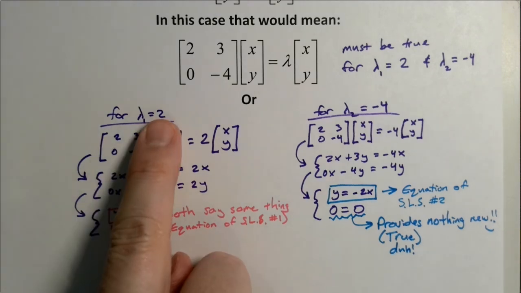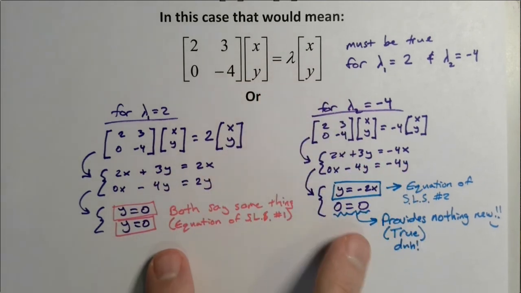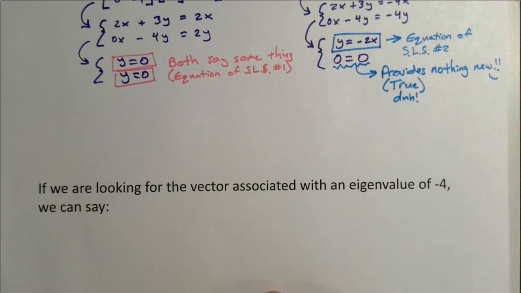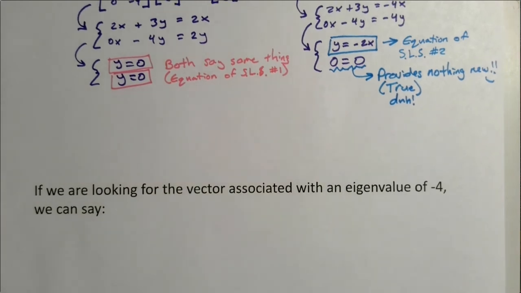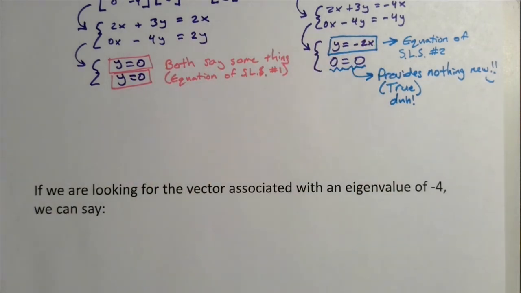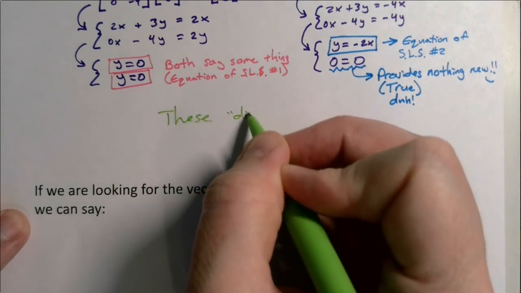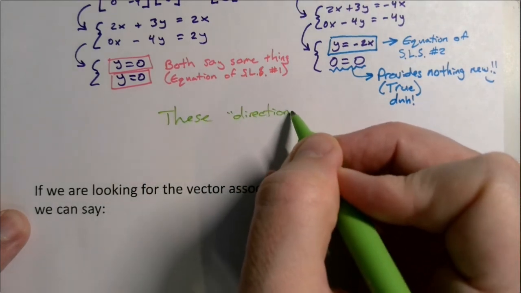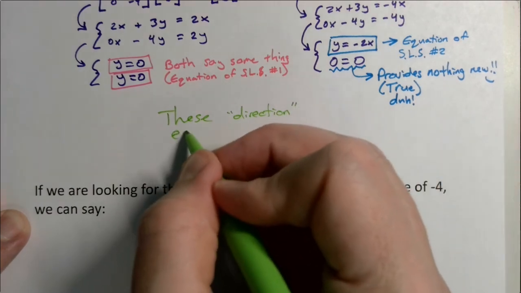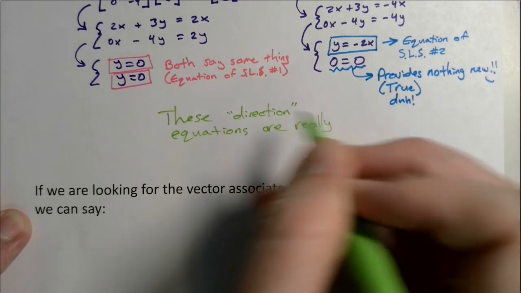So for lambda 1 and lambda 2, by plugging those into this equation, we found the direction that those straight line solutions are traveling. So down on the bottom, we're looking for the vector associated with those eigenvalues. And the vector associated with the eigenvalues is given by this direction. So I'm going to add a little note down here underneath this. These direction equations are really vectors in disguise.